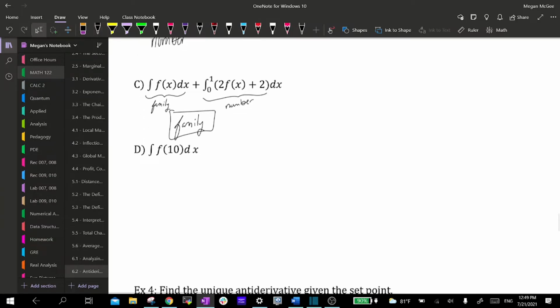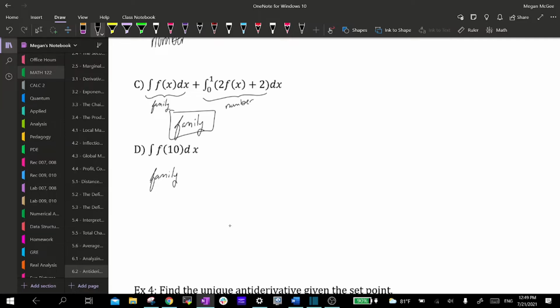Let's look at part D. So we have the indefinite integral of f of 10. So f of 10 is where we have the function f. We plug in 10 for our x value. That's going to give us a number. So now we have the indefinite integral of a number, which is going to be a family. So we've learned a lot about the families of antiderivatives.